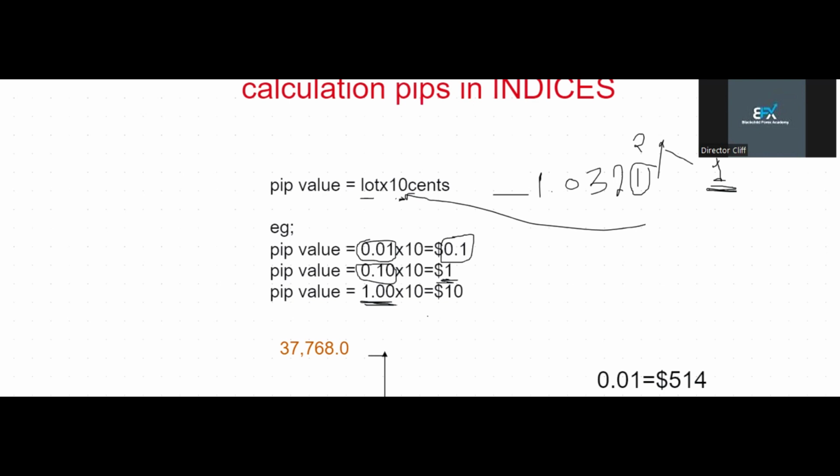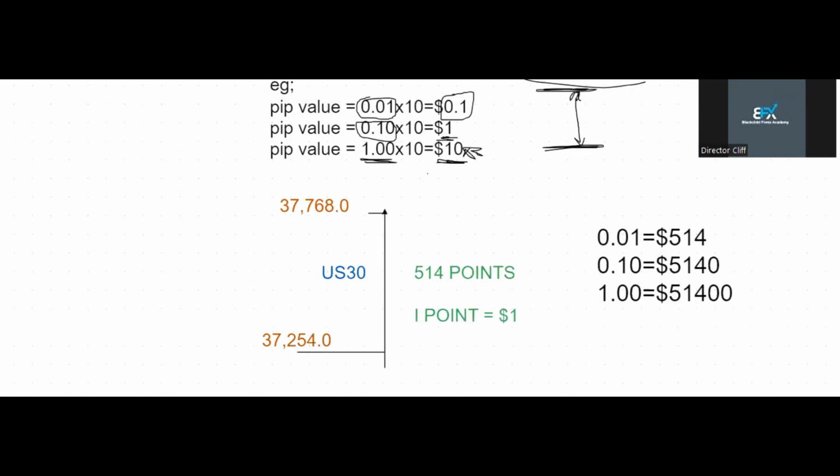be $10. So for you to know how much money you're going to make, you just subtract the current market from wherever you are exiting the market. You subtract where you're entering from where you're exiting. That difference, just multiply it. Just find that difference and multiply it by the amount that you're going to find. Okay, so now I want to show you how to calculate pips in indices.